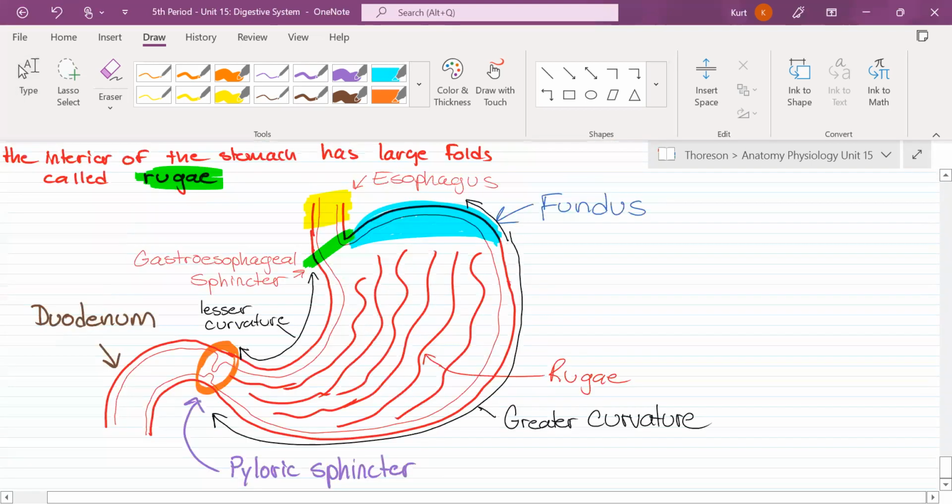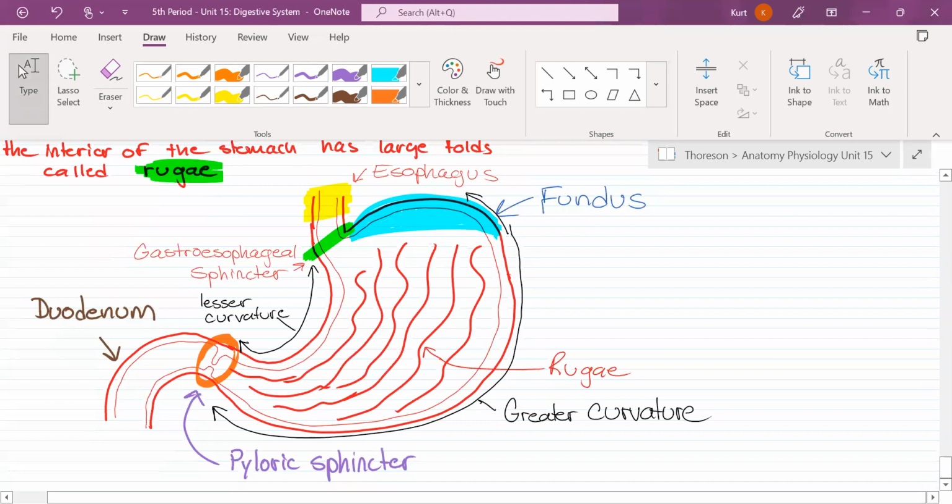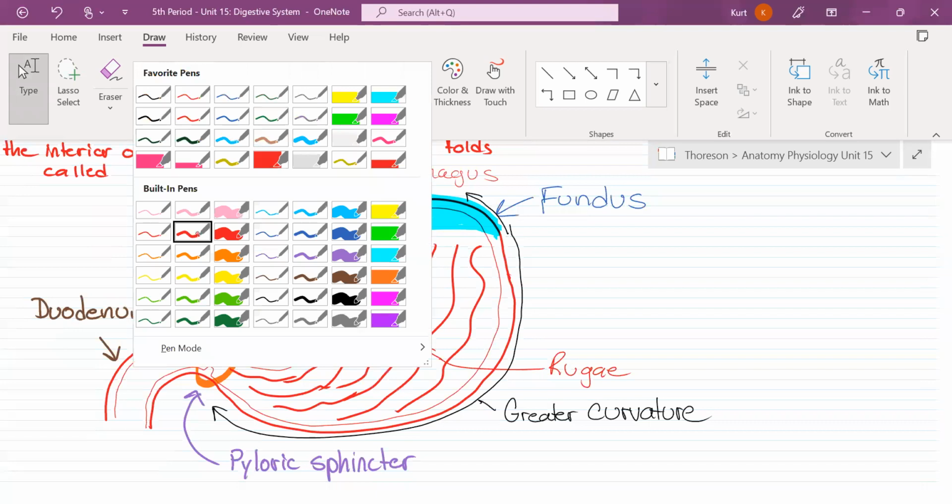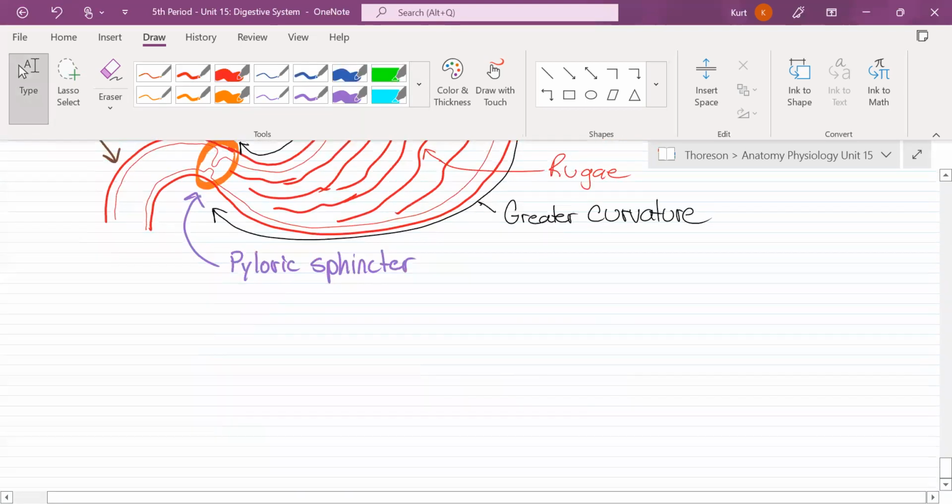All right. Are there any questions on our diagram of the stomach so far? Carson, you good? Great. Then I'm good. All right.